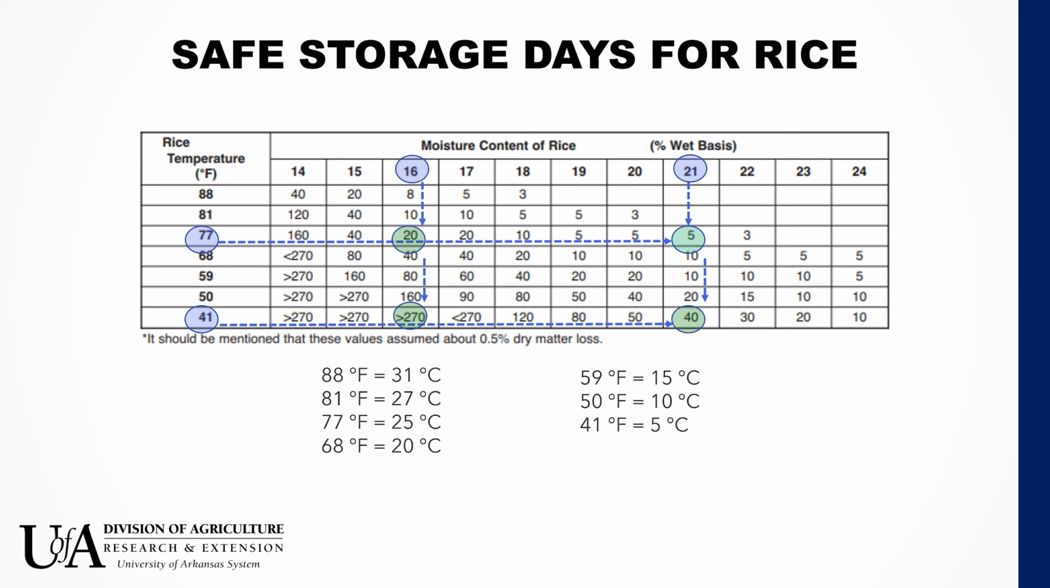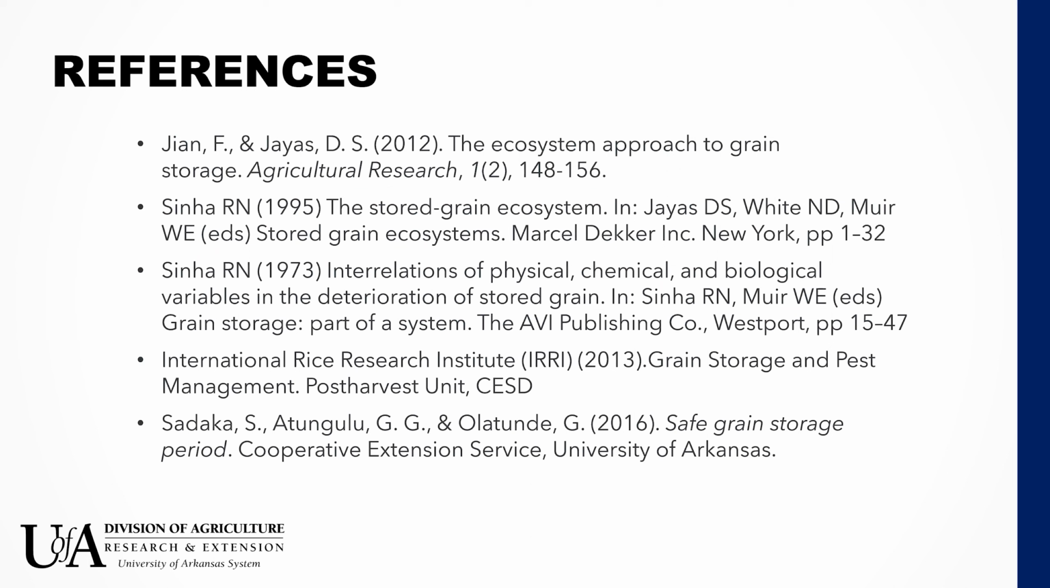0.5% dry matter loss. Now, from this chart, you can see that if we, on the other hand, stored that rice at very, very low temperatures, 41 degrees Fahrenheit, about 5 degrees Celsius, even the high moisture content rice, which was at 21% moisture content, has about 40 days before it really falls below 0.5% dry matter loss. If it's dried further to 16%, then you have a lot of time before you can exceed that 0.5% dry matter loss.